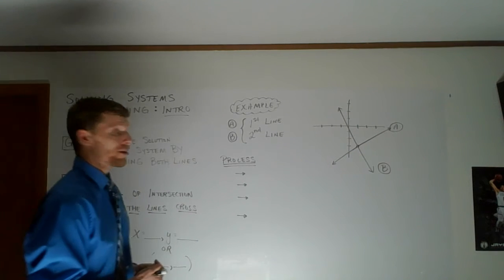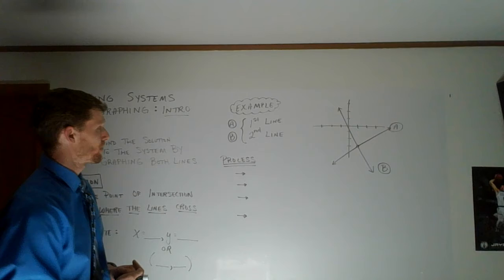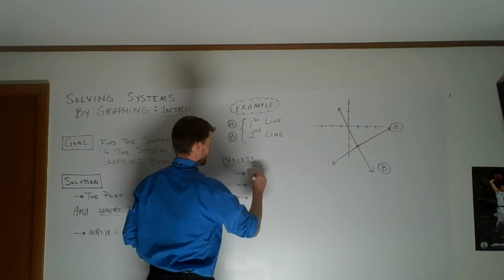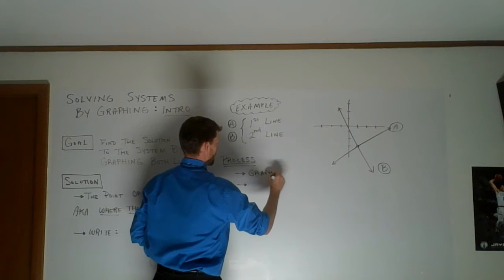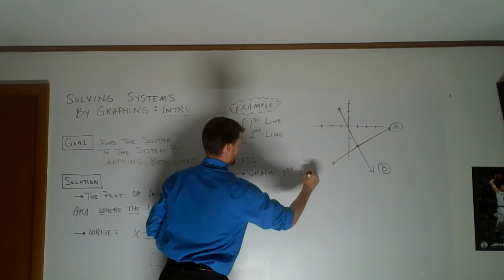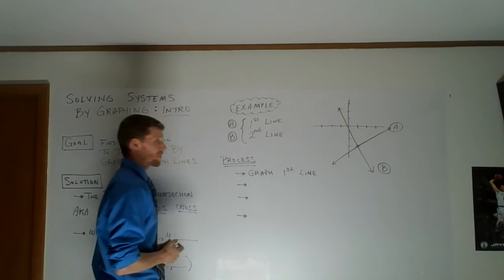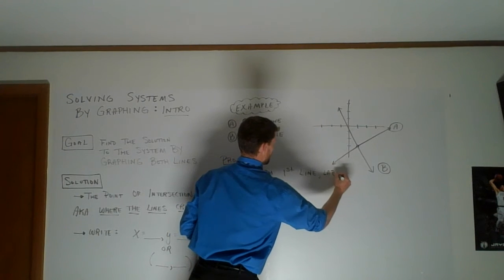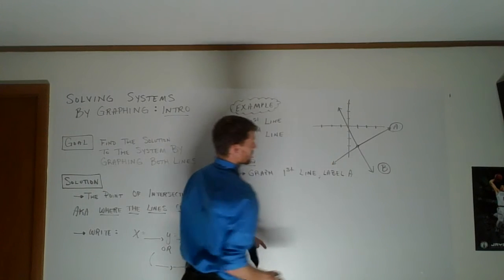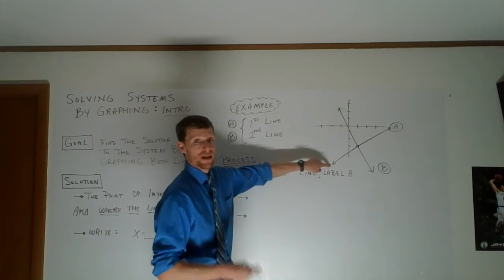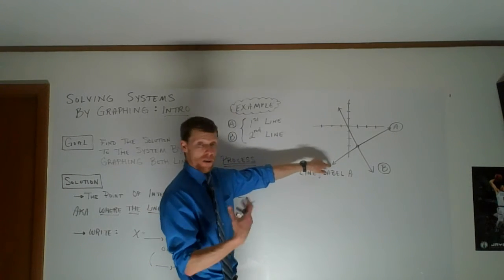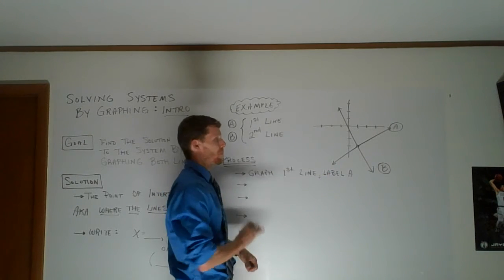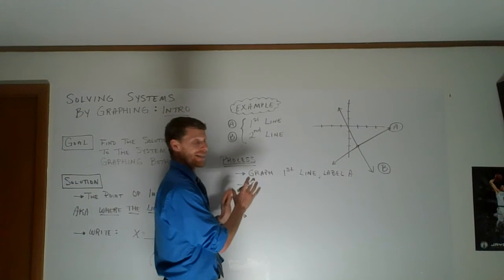So, when you're given one of these, here's the process you'll use. You'll look at the first line and you'll graph it. Graph the first line, label it A. So that's this line right here. In future examples, you'll have specific numbers that'll start from this intercept, use this slope to graph. But for now, I didn't want to focus on the numbers. I wanted to get the concept down.